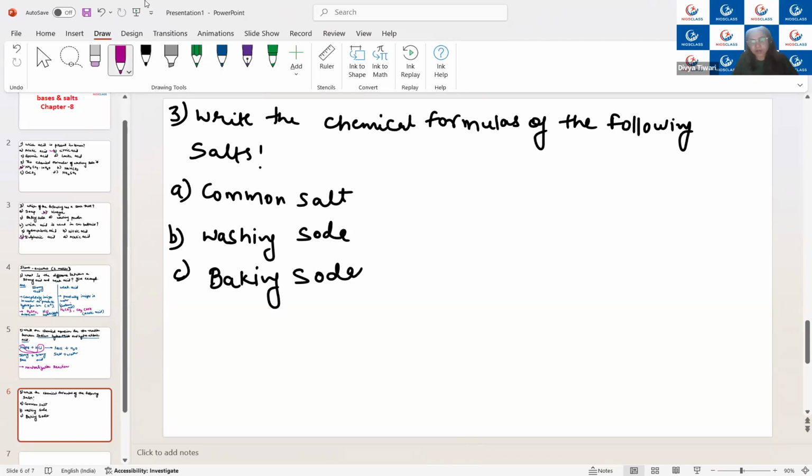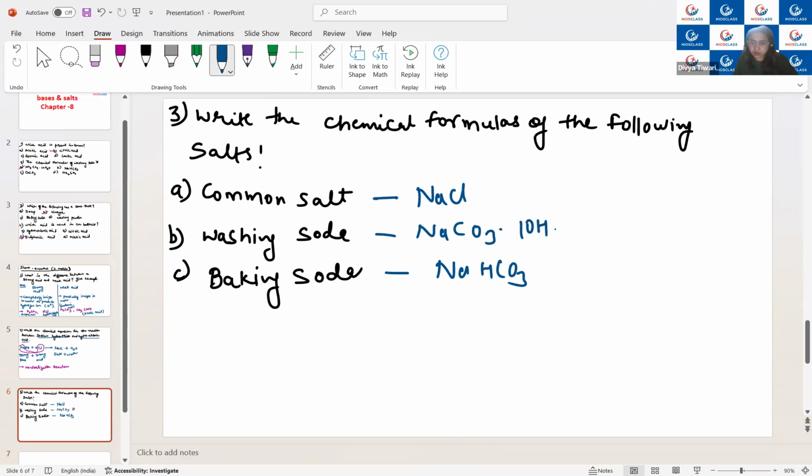So the answer for the common salt is NaCl. For baking soda it is NaHCO3, and for the washing soda it is Na2CO3.10H2O, where this 10H2O we call crystalline water. Okay, I hope this is clear.